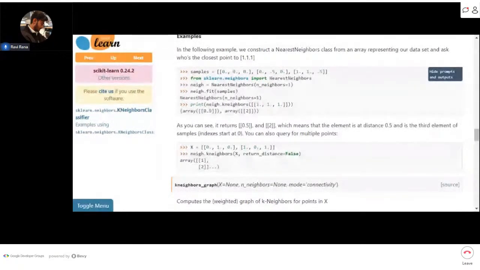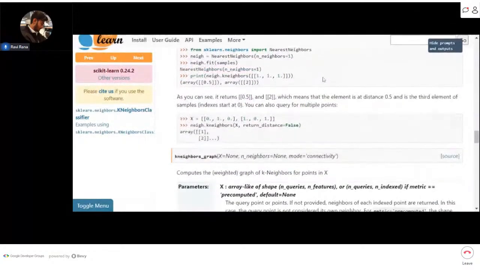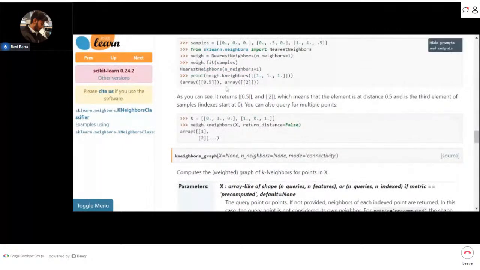Now you will see that we will be using our neighbors object and fitting k neighbors for 1, 1, and 1. So we had three classes: 0, 0, 0, 0.5, 0, and 1, 1.5. Now our array gives us the answer 0.5 and 2. We have used k neighbors for it. So what does k neighbors give us?